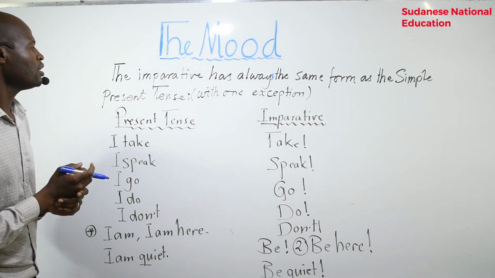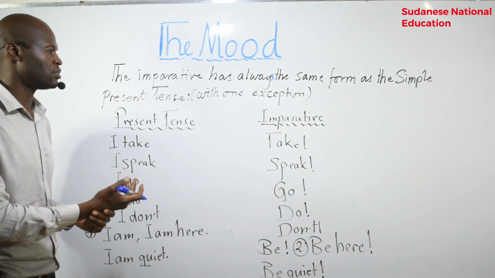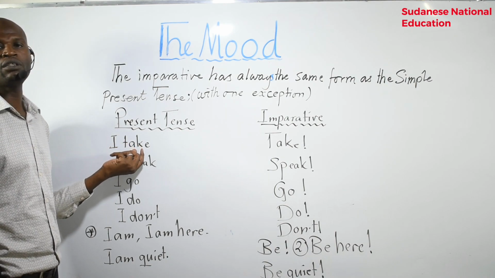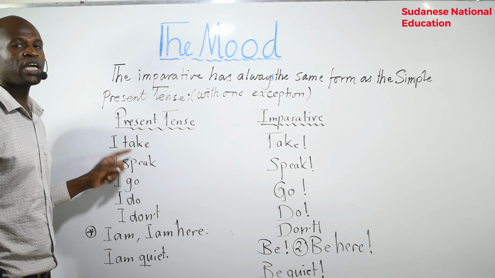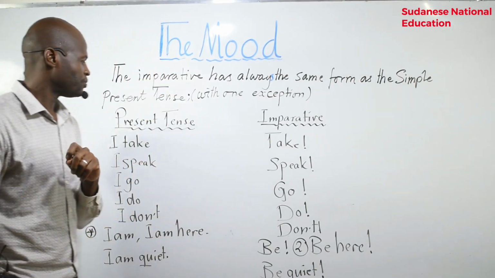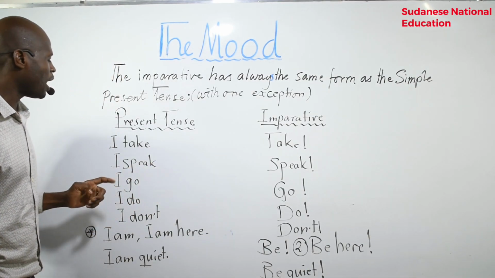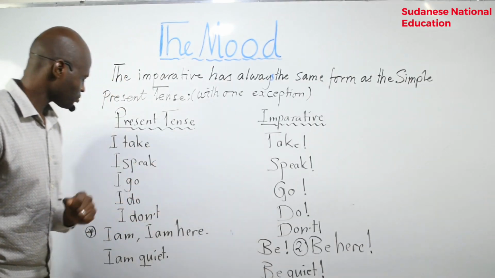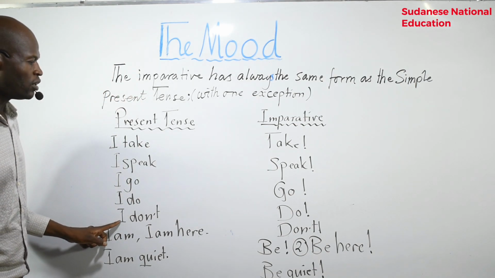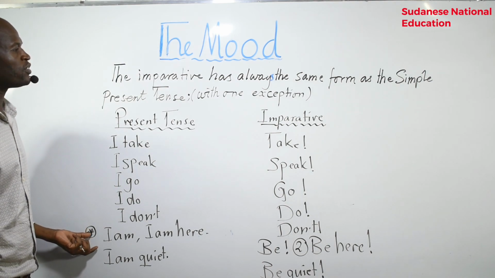Let's see here how we produce present tenses and how we produce imperative sentences. Here in present tense, I use the subject and then the verb. I say, I take. But here in the imperative, I use take, the verb. Number two, I speak. Here I say, speak. I go. Here I say, go. I do. Here, do. I don't. Here I say, don't. The exception is here with the verb to be.